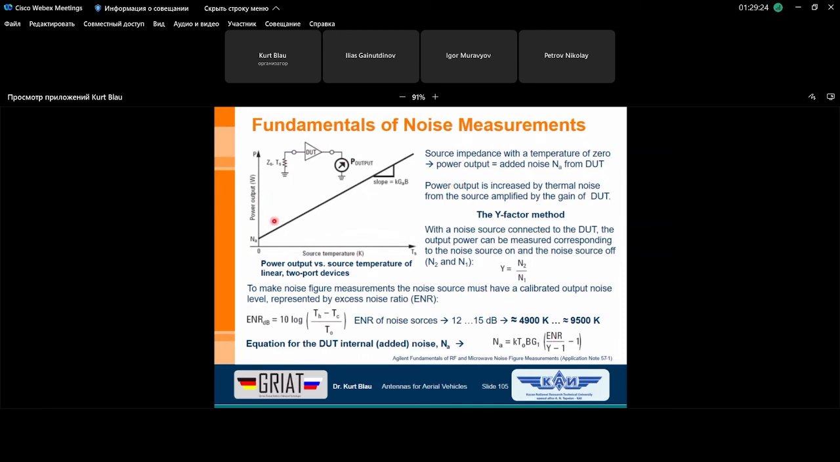What we can see here is the power output versus the source temperature of a linear two-port device.